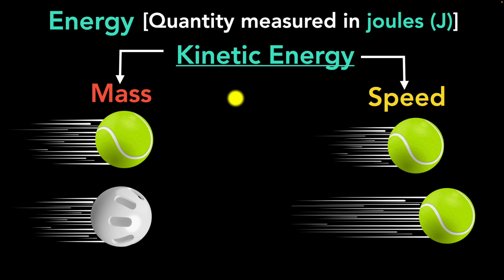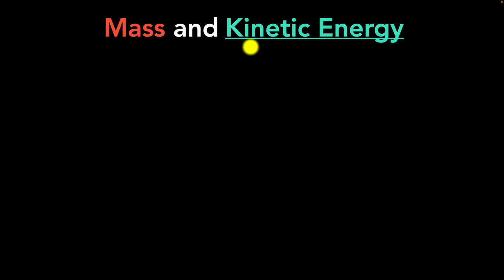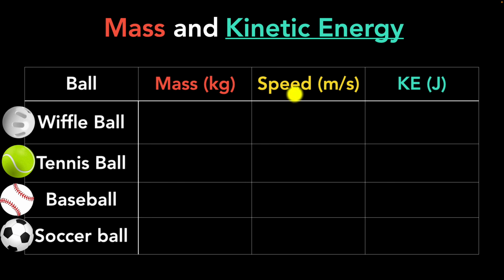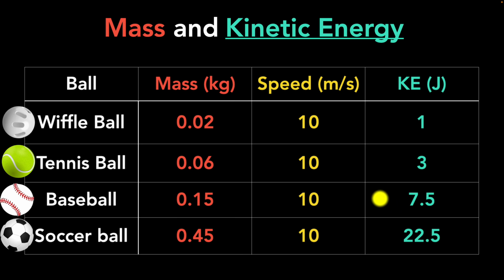But now comes the next question. How exactly does it depend on the mass and speed? So let's analyze. Let's first consider the connection between mass and the kinetic energy. To analyze, let's consider a bunch of balls with different masses, okay? And we're going to throw them with exactly the same speed. Let's say 10 meters per second, all right? And figure out what the kinetic energy is. And let's say here are the numbers that we record, okay?